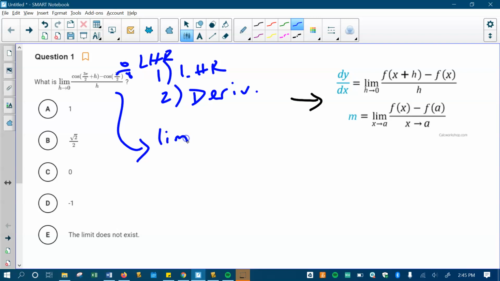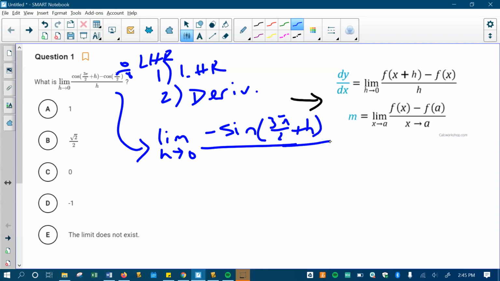So we get the limit as h approaches 0 of the derivative of cosine of 3 pi over 2 plus h, which is negative sine of 3 pi over 2 plus h. And then the derivative of minus cosine of 3 pi over 2 is just 0. Then we add the derivative of h, which is basically x, which is 1. Now when we reevaluate, we get negative sine of 3 pi over 2 over 1. Sine of 3 pi over 2 is negative 1, with a negative in front is a positive 1. So I say that my answer is A.